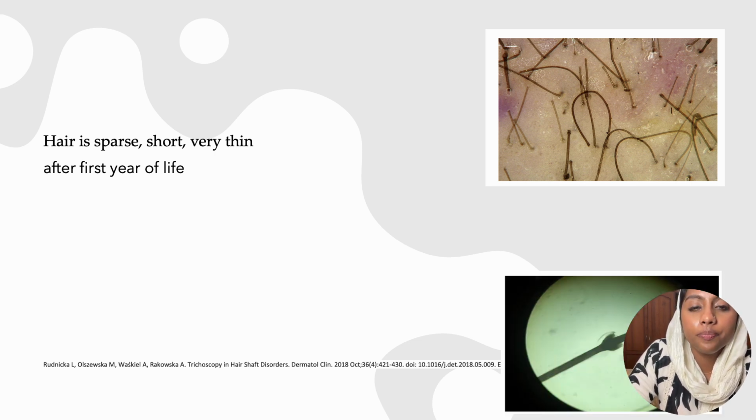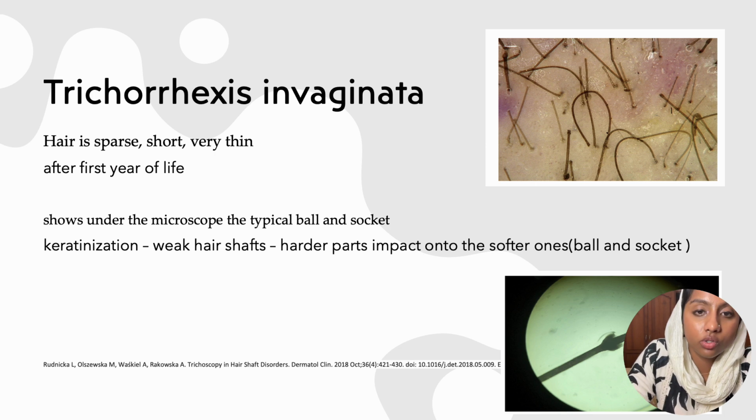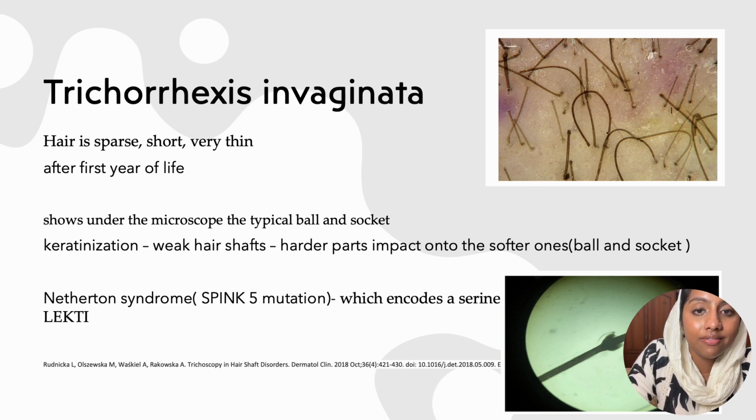So we go to the microscopic examination, and here you can see a hair shaft, and then you can see a cup-like structure. This is basically because there is a sulfur defect in the hair shaft which leads to thinning of the hair shaft, and then the hard part impinges against a soft part, which results in the ball and socket like structure. This is nothing but trichorrhexis invaginata, and this is associated with what we call Netherton syndrome. Generally they'll have a SPINK5 mutation.